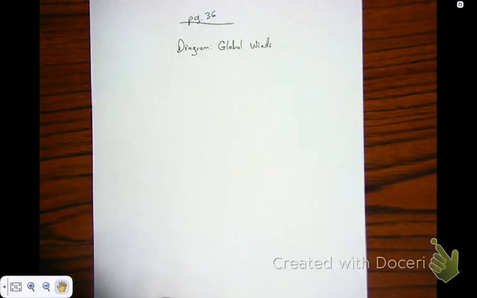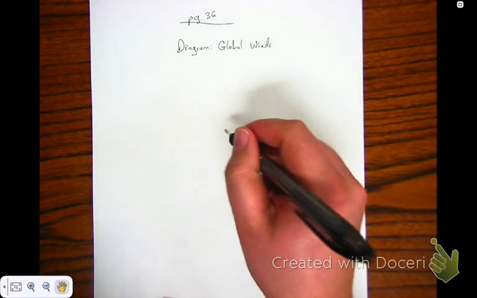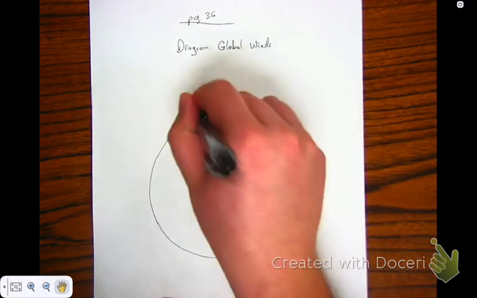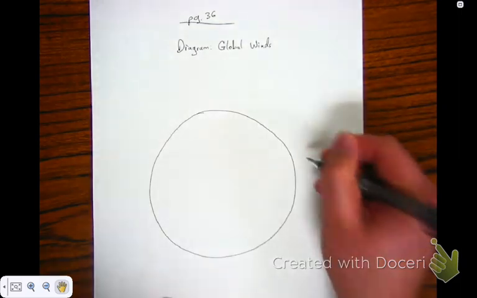Okay, this is our diagram on global winds. So the way we're going to start is fill up most of your page and draw a circle of the Earth. Now, you don't want to take up too much room because we do need to have a little bit of room on the side.